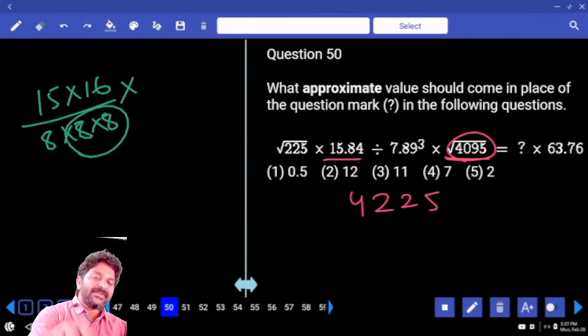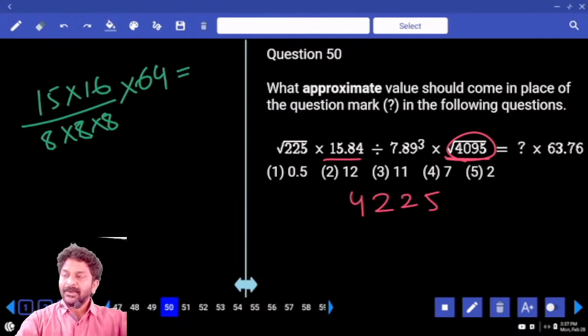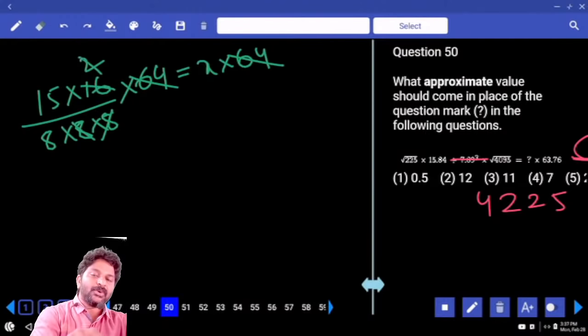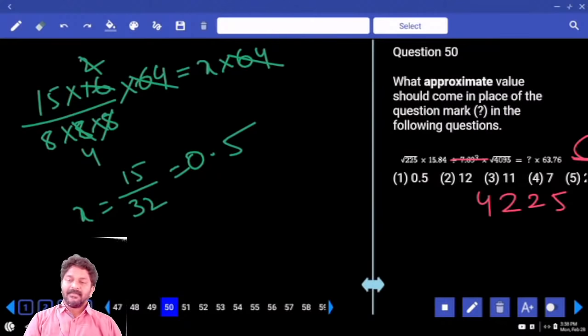And denominators we have 8, 8 square, 8 cube like that. So between 60 and 65, I will verify 8 multiple, which is 64, is equal to x into 64. X into 64. 64, 64 cancel. 8, 2 times 2, 4 times. So x is equal to 15 divided by 8 fourths, 32. Approximately this is equal to half. Should be less than 1, and less than 1 there is only one option.